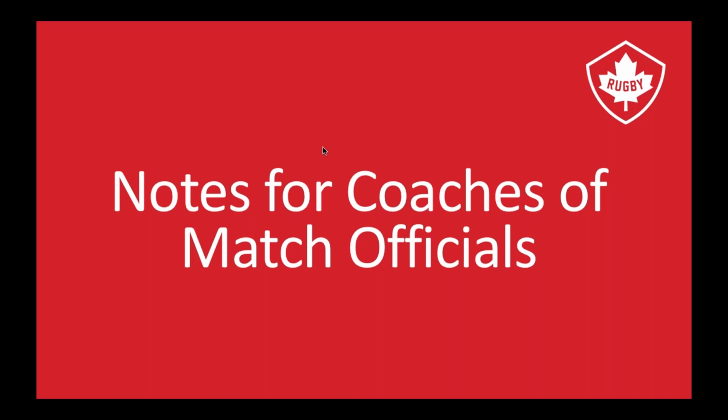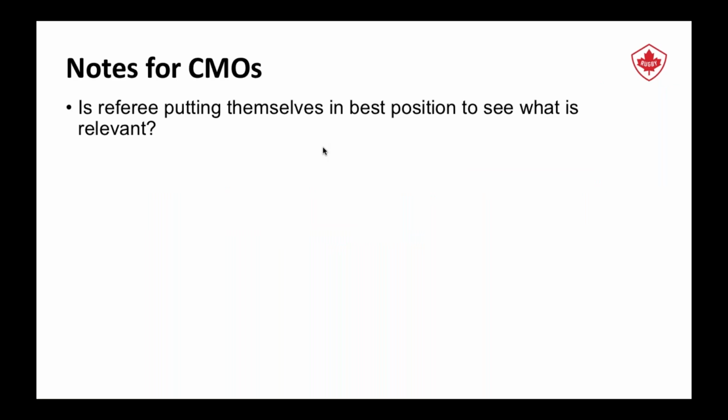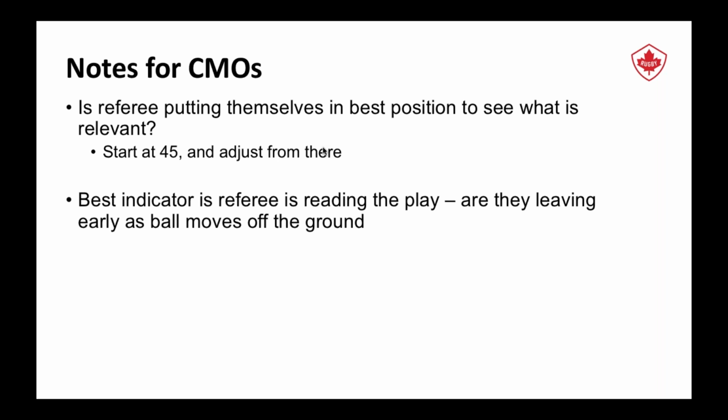So, a couple notes for CMOs. A few questions that you would want to ask yourself and ask the referee is, are they putting themselves in the best position to see what is relevant? So we talked about 45 being the optimal choice. In most cases, we saw that we can be a little bit flatter and still have success. We can be wider or tighter and still have success. So as long as the referee is putting themselves in a position to see what's relevant, I think we can work with that. So starting at 45, adjusting from there.